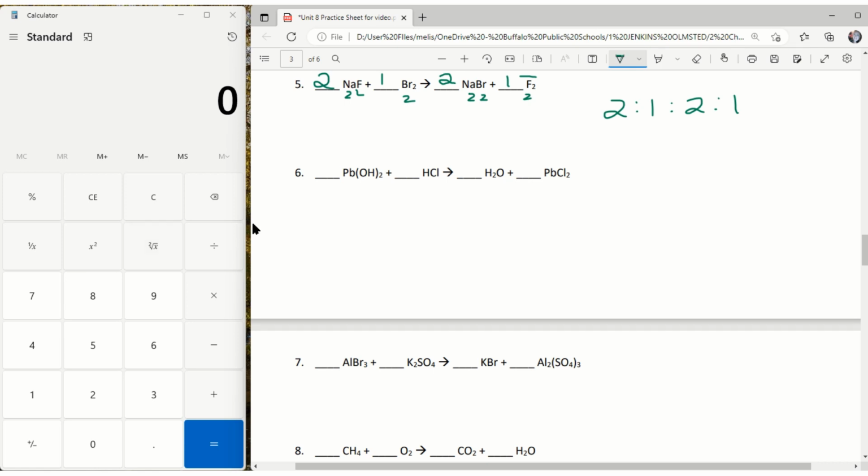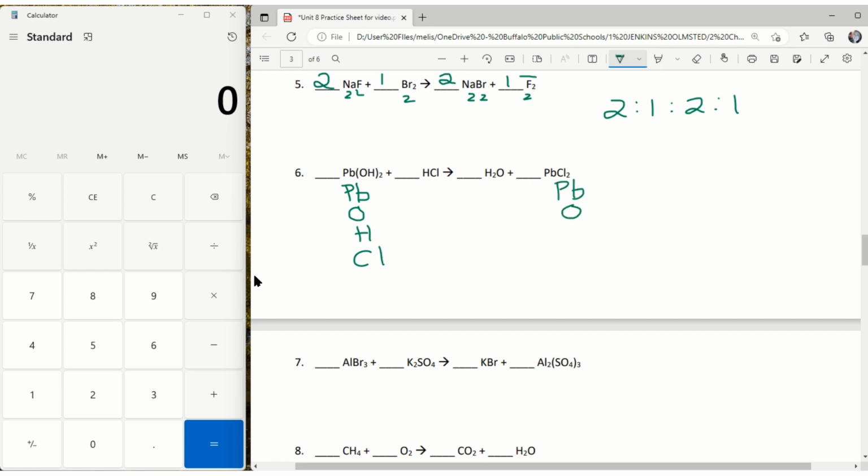Okay. All right, let's look at this one. Well, this one looks more complicated, right? All right, let's see what's going on. So I'm going to write this one just because I want to show you something. I have PB, O, H, and CL.